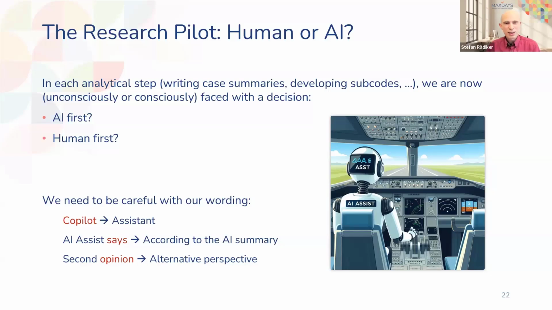The AI is more an assistant, and we need to be careful not to humanize it and use anthropomorphisms here, like "AI Assist says" or "has an opinion." It would be better to say "alternative perspective" or "second perspective" here, maybe. Actually, it's very hard to be careful with our wording here, but I think it's always a good idea to remember to think of our wording.